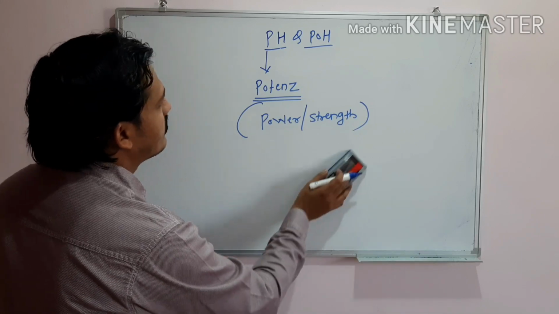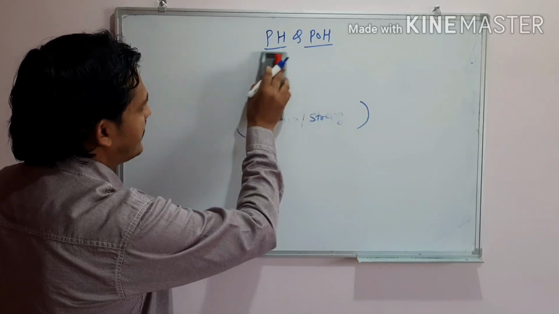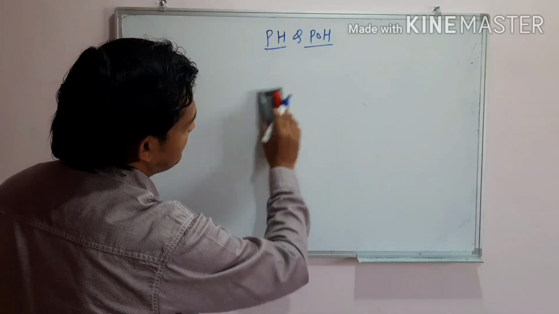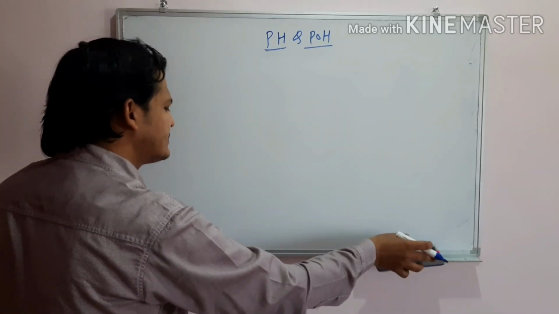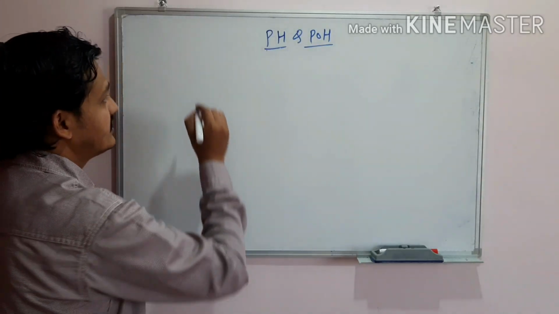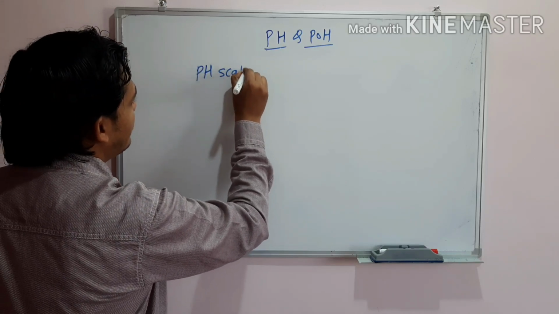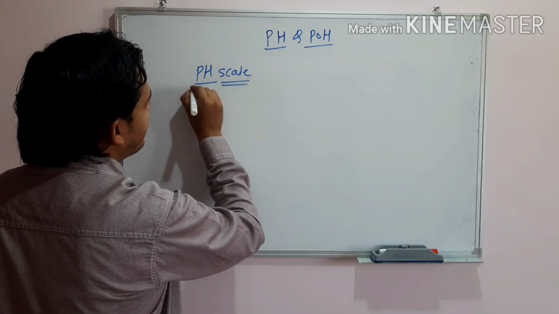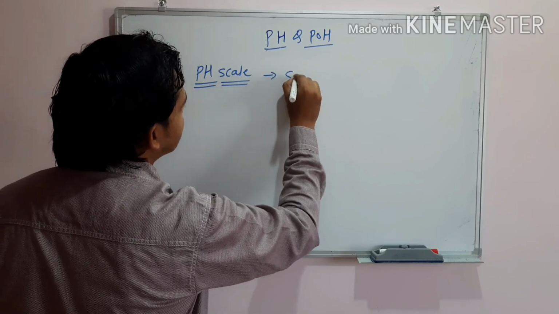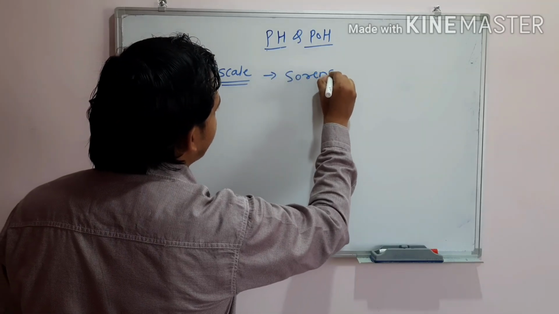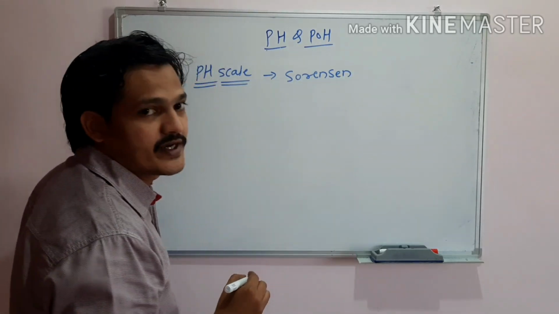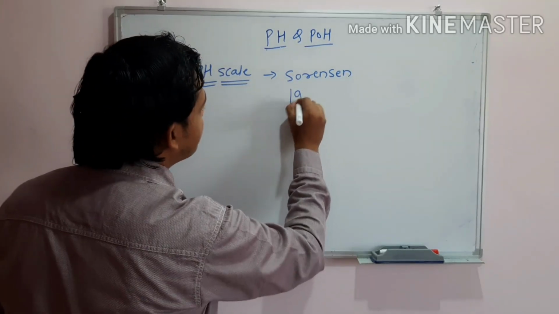Now, as we know, the pH scale, that is 0 to 7 acidic, then the neutral, then basic. This scale is called the pH scale. It was developed by the scientist Sorensen in 1909.